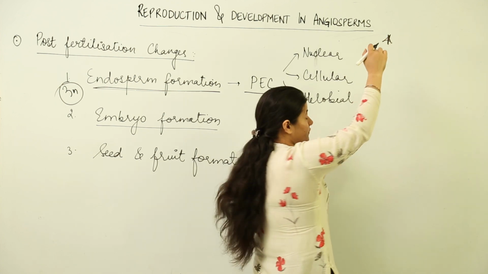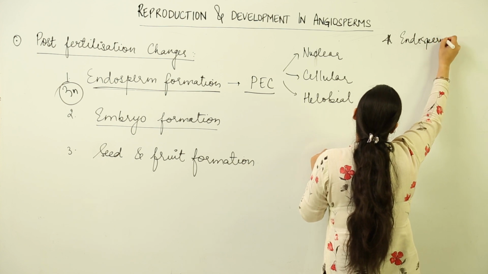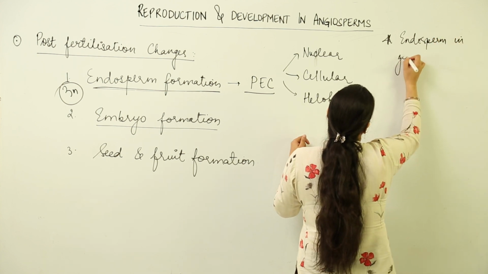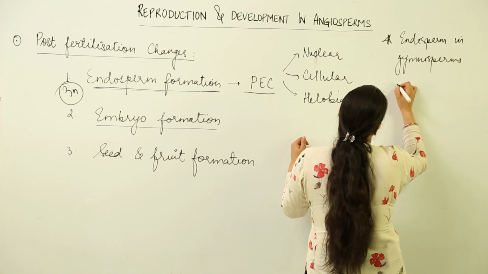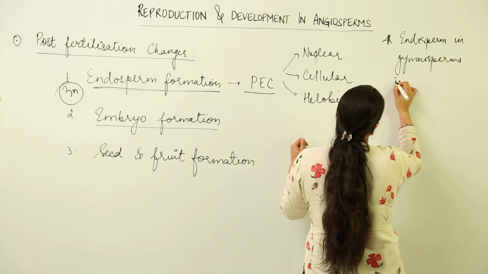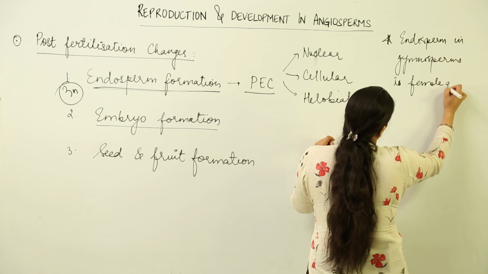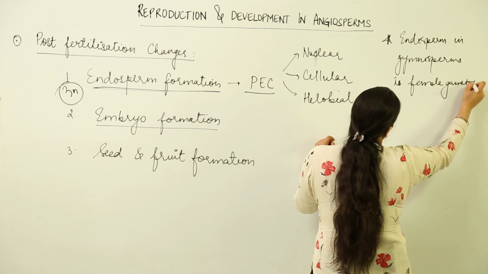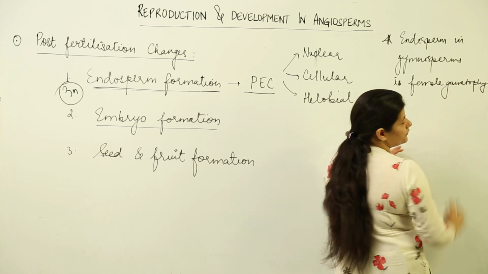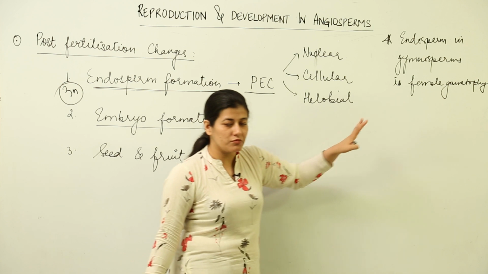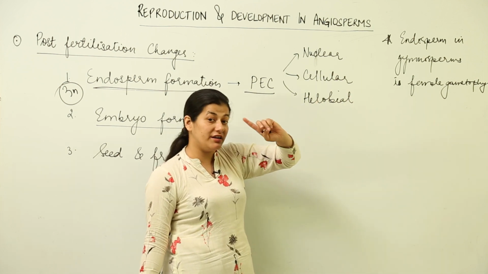Please remember this characteristic feature, that the endosperm in gymnosperms acts as the female gametophyte. Please remember this. I am specifically writing it so that you have this engraved in your mind, that in gymnosperms, the endosperm would act as the female gametophyte, where you are going to find the female gamete.